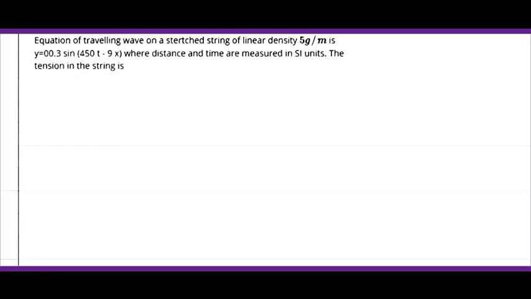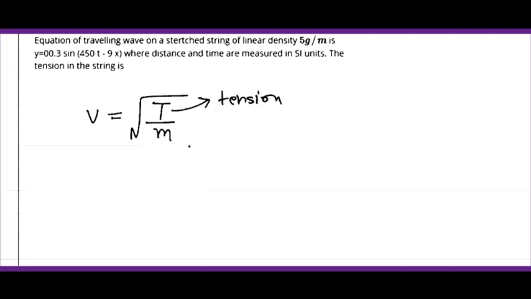Okay, so if the wave is traveling, then the velocity, so velocity developed in this case, let's say v is equal to root under T by m. So we can find out the tension, where this T is tension and m is the mass. Okay, so to calculate v, what is given in this equation?